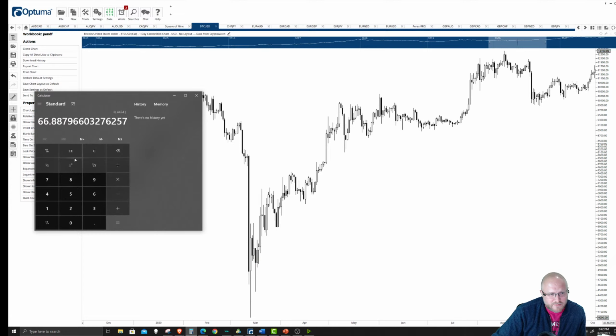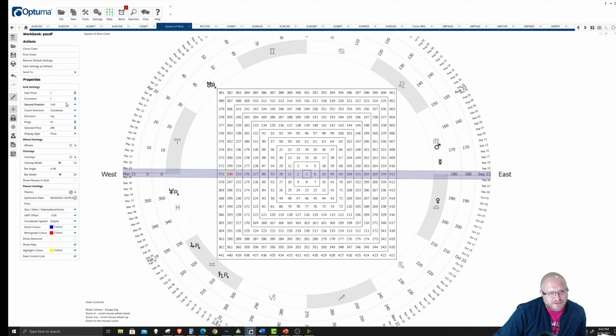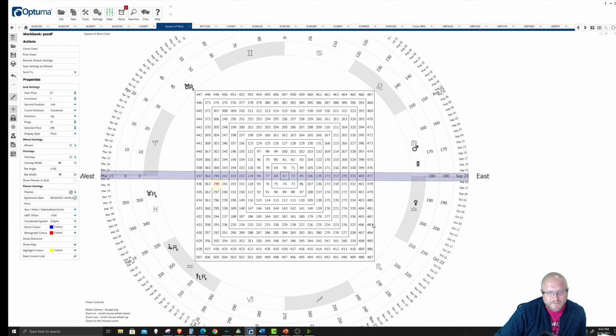So there's different ways to do Square of 9, but 4,463, the square root of it is 66. So we're going to go with 67. I'm going to go back to the Square of 9 and start at 67. You'll notice that it goes around in a circle, even though it's in a square. 97, 103, 109, 115. Then we get into the next one, and it just kind of goes around like that game Snake.